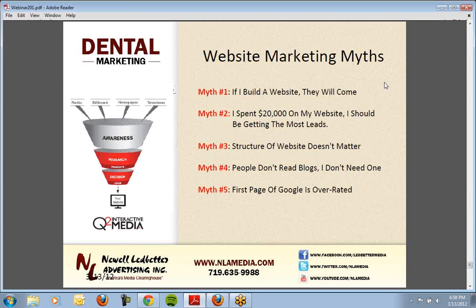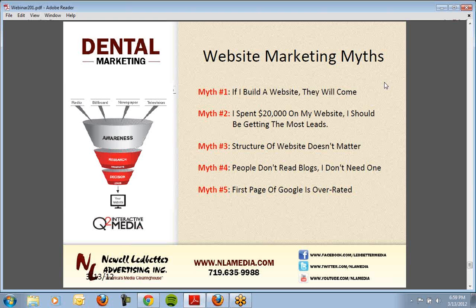Website marketing myths. Let's go over a couple. If I build a website, they will come. You know, that was true about 10 years ago. All you had to do was really just show up to the online game and you would win. Times have changed. Now it's a strategy approach, because just because you build a website, that's awesome. However, I guarantee you 60 to 70% of the other dentists in town already have some type of website. So now it's the strategy approach. It's the search engine optimization, the search engine marketing, the social component. All those things really do factor in.